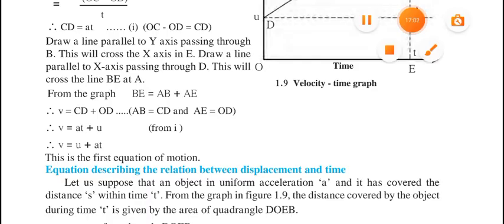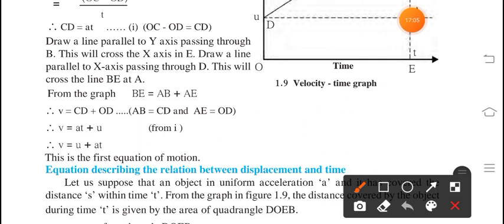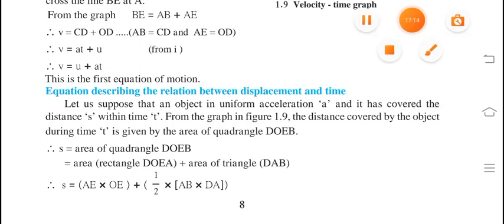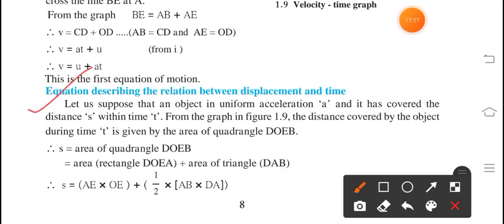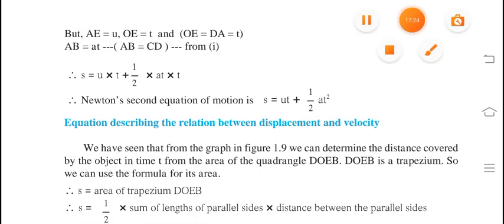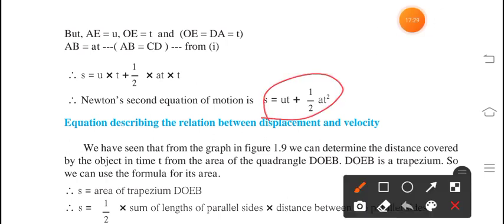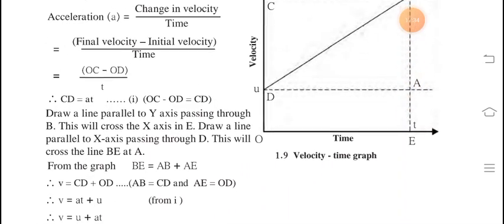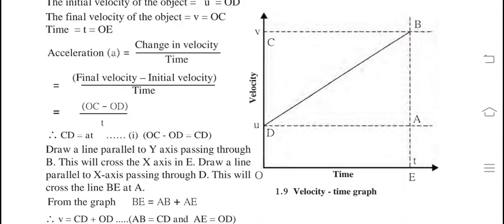Here we described the first equation, which is V is equal to u plus at, with the help of this velocity-time graph. Now we will go ahead with another one, the equation describing the relation between displacement and time, which is s is equal to ut plus half at square. To describe this, we are again taking help of this graph. You can observe this graph here.